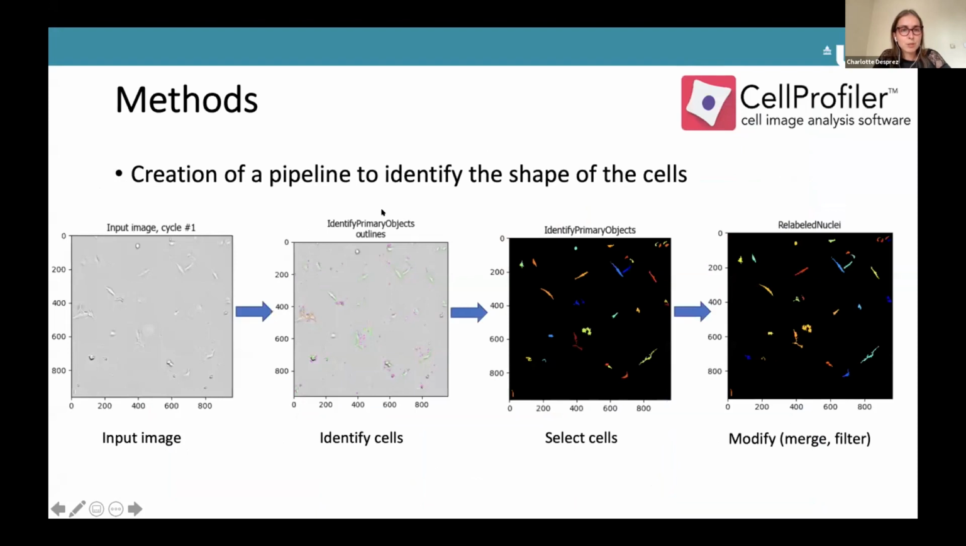With this, we created a pipeline using CellProfiler to identify the shape of the cells. Here you have one example with an input image. Then we used the primary object function to identify the cells. And then we selected the cells with a different threshold. Then we used some modifications like the merge function and the filter function to optimize our findings.